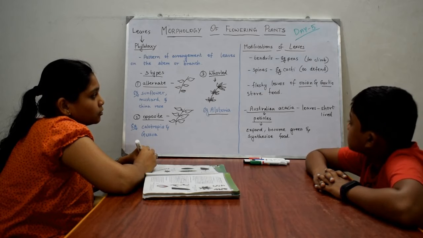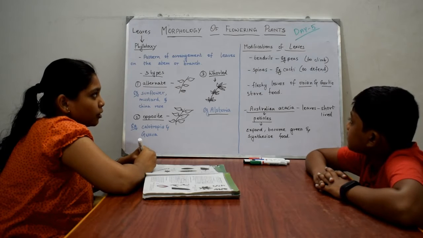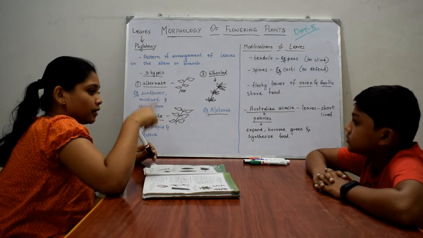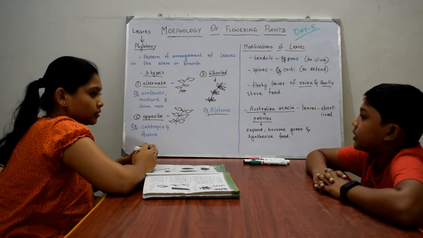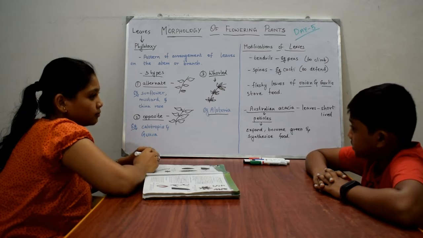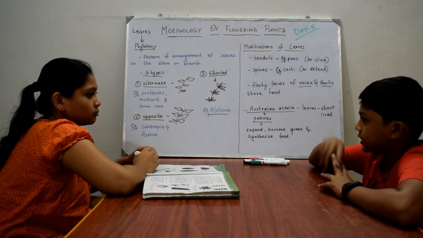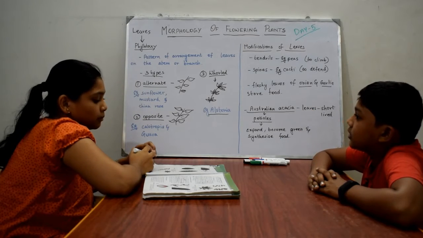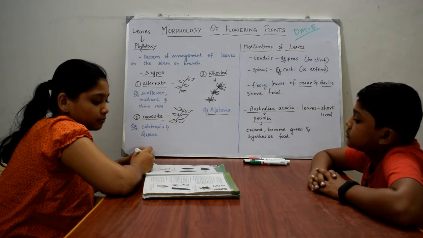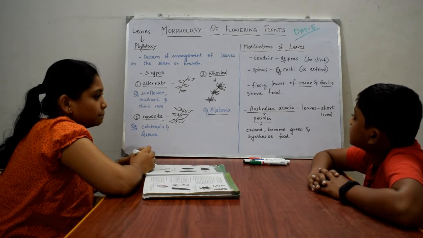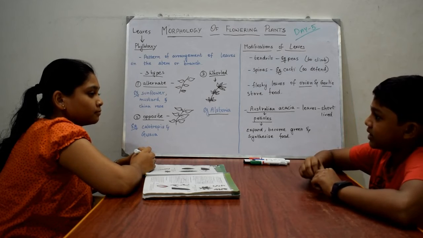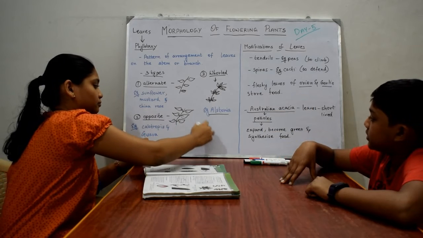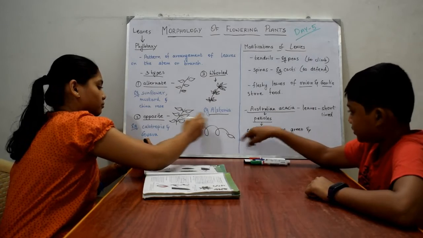One kind of modification is tendrils. What do we mean by tendrils? A tendril is a curled, coiled structure. In stems it is for the stem, but here it is for leaves. Leaves will be spirally coiled. Peas are an example of this. It is used for climbing. The leaf will be long, like a grass leaf.